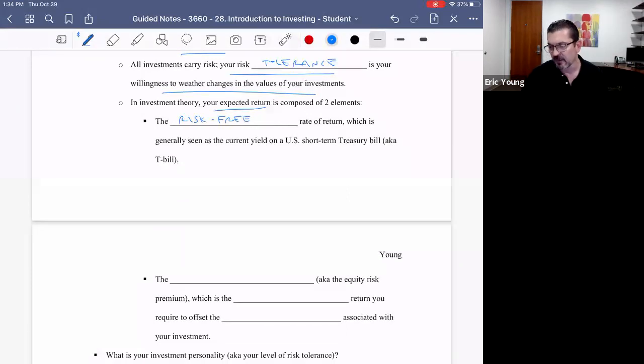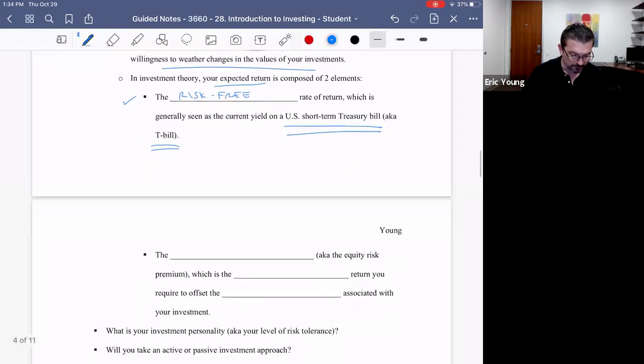Now, you may argue that philosophically there are no totally safe investments, fair enough, but in the world of practical day-to-day investing, we search those out. The benchmark, the typical epitome of the risk-free investment is the United States short-term treasury bill, AKA the T-bill. So the T-bill's rate of return, its yield, that would be the risk-free rate of return.